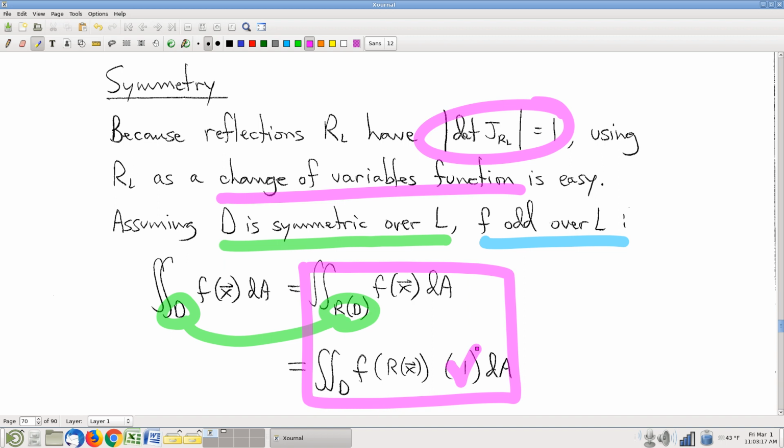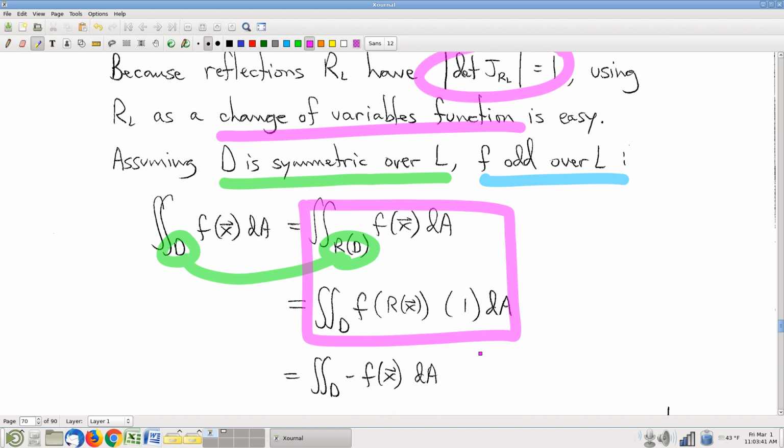Okay. Notice all that's happening here is we're doing a pullback, right? So we're pulling back from the image domain to the pullback domain, plugging in for the outputs the change of variables function of the inputs. And so that's straight up change of variables.